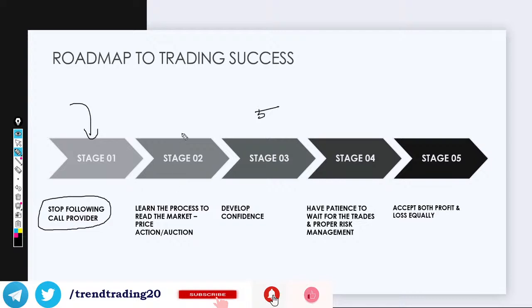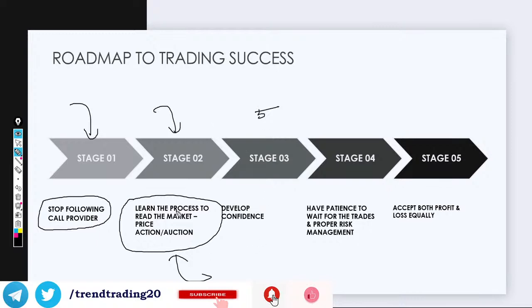Now the next stage, number 2, is to learn the process to read the market, price action and price auction. Why I'm telling this: I will show you examples of what I'm speaking about, on how to learn the process to read market action and market auction. I will show it with the help of charts. And this is stage 2.